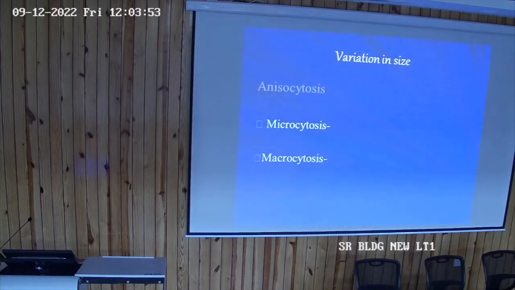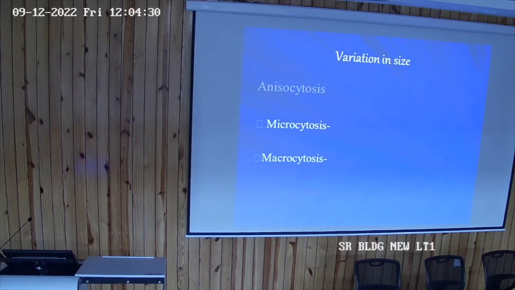Okay, variation in size. Previously it was variation in shape; now it is variation in size, anisocytosis. When there is variation in size, the size may be normal, so the cell will be of normal size. When the size is bigger, it is macro size. When it is smaller, it is micro size. So in a particular anemia, if the size of the RBC is small, it is a microcytic type of anemia. If the size of RBC is more, it becomes a macrocytic type of anemia.